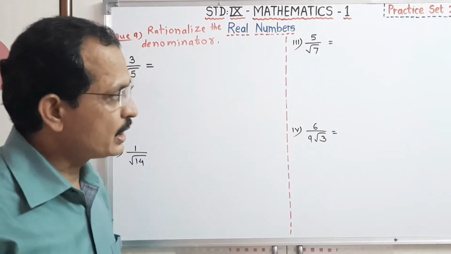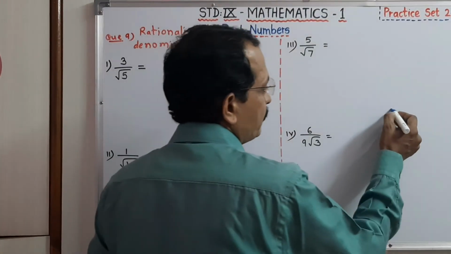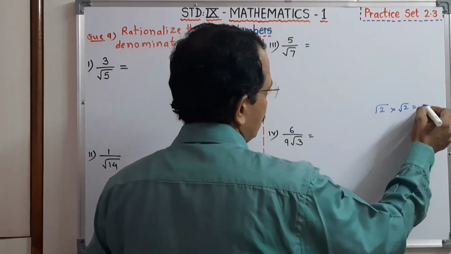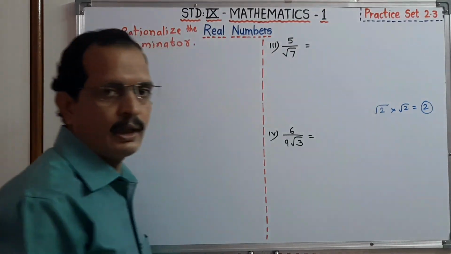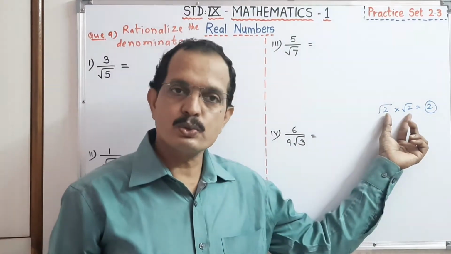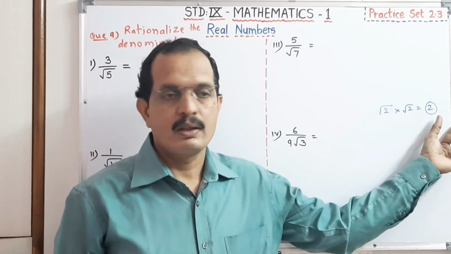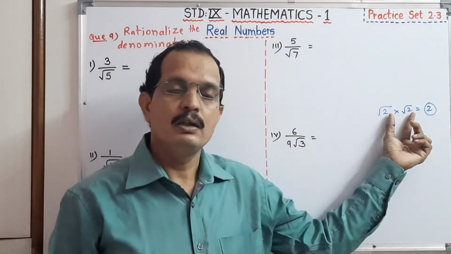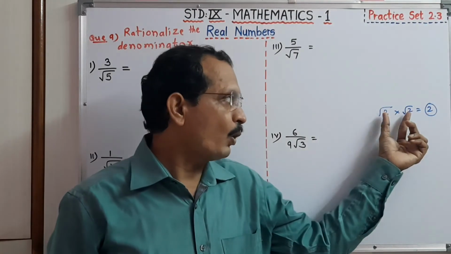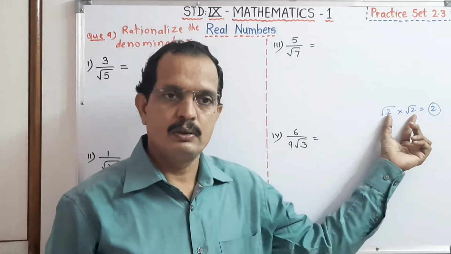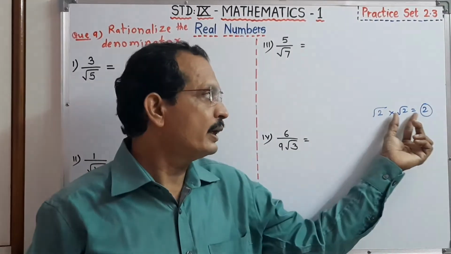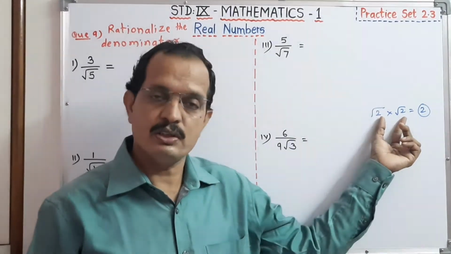In the previous lecture I told you that if I multiply this root 2 with this root 2, then the answer I get is 2. And the product of these two numbers is a rational number. Therefore these two are called rationalizing factors of each other. Now see here, the product of two irrational numbers is a rational number, and therefore these are called rationalization factors.